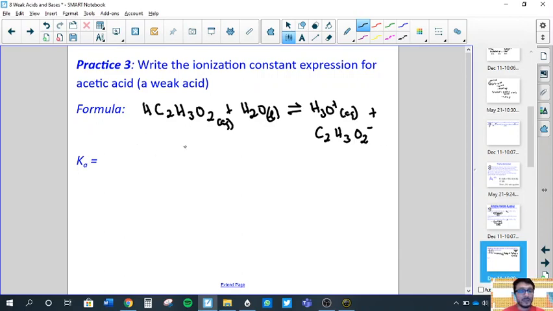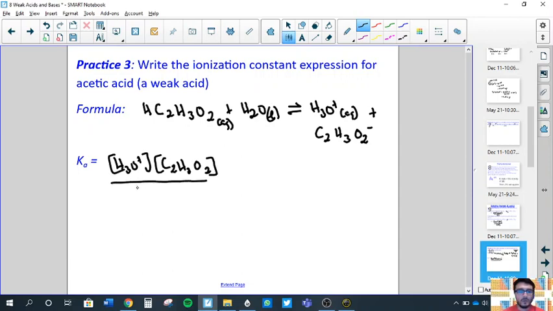Now our Ka expression from here, again, is just products over reactants. So H3O plus, our acetate ion. Okay, ignore water. Okay, that's it. That's our Ka expression.